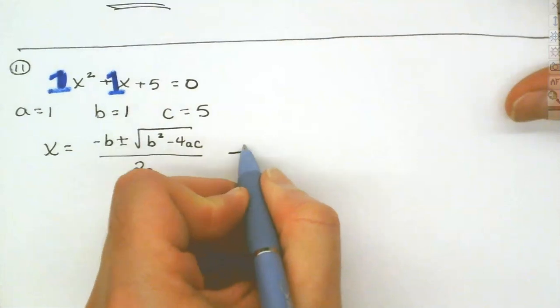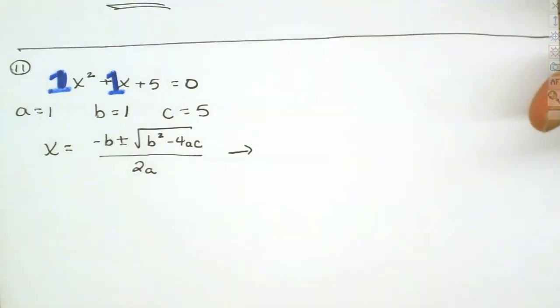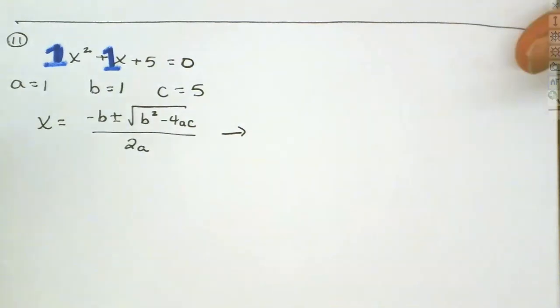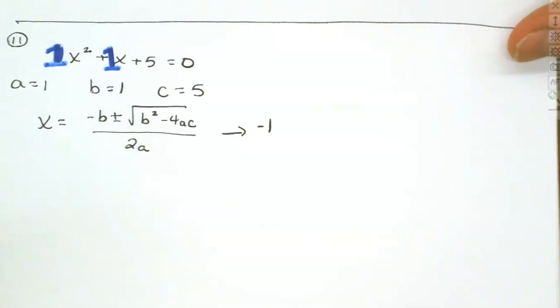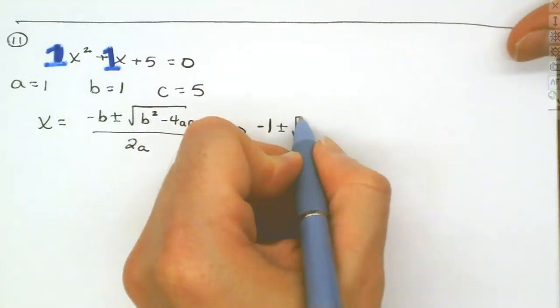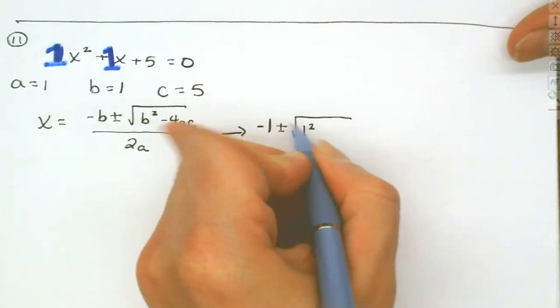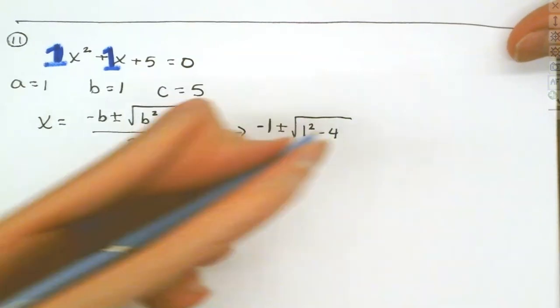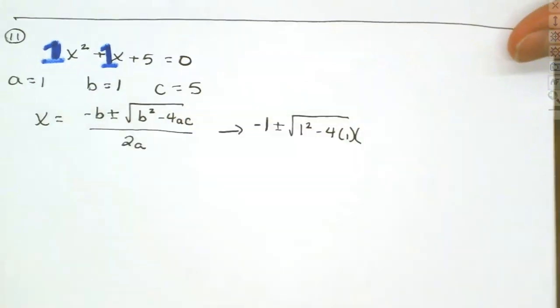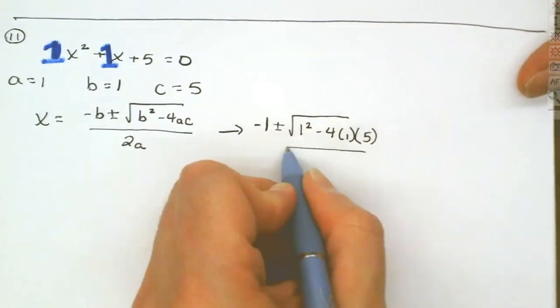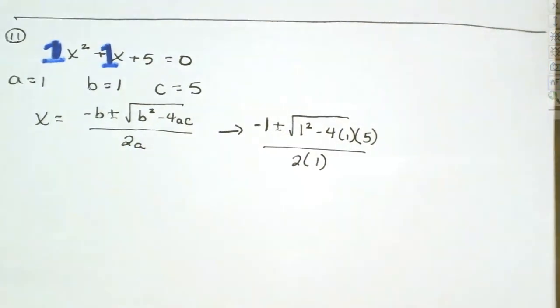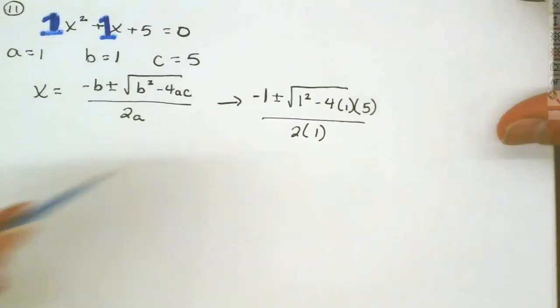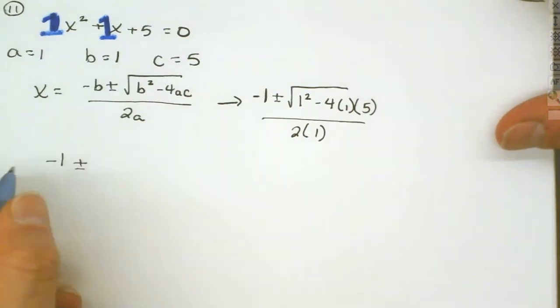Be careful with your signs. Where students usually make a mistake is in the signs, especially with that negative b. So we plug in our b. That's a 1, so we change it. That's going to make that a minus 1 plus or minus the square root of 1 squared minus 4 times a, which is 1, times c, which is 5. And that's all going to be over 2 times the 1. Plug our values in. We're going to now clean this up. So that's going to be a minus 1 plus or minus.